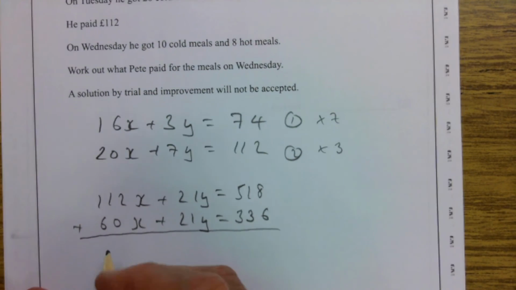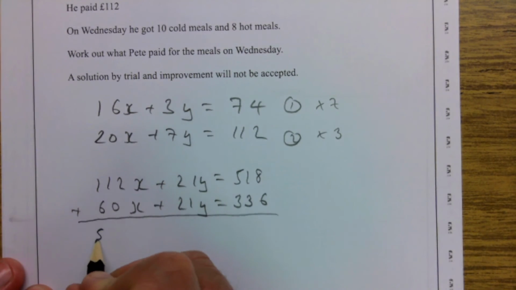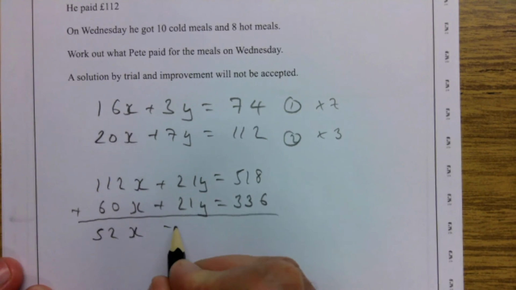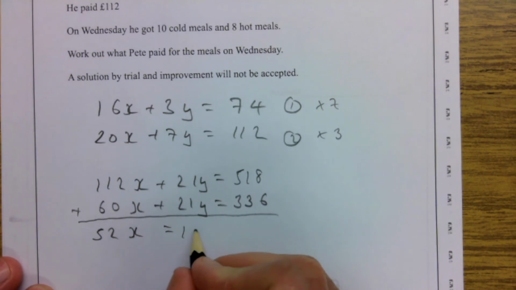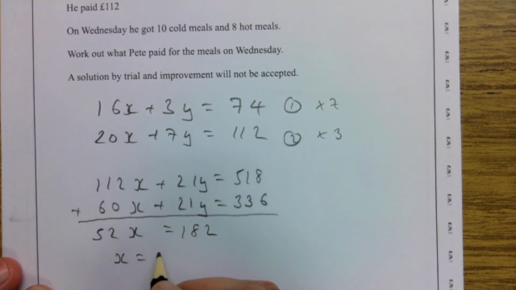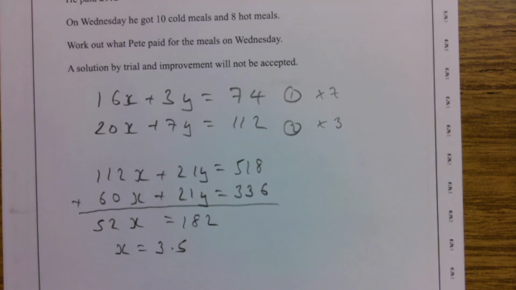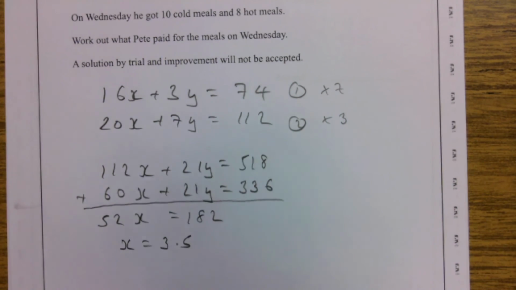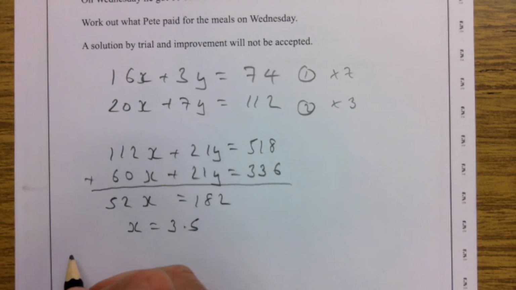That gives me, sorry you couldn't even see that, hopefully that makes sense what I've done there. 52x, take this away from this, the y's disappear, and I get 52x is 182. Now 52 doesn't go into 182, but it's not so bad. 182 divided by 52 gives me 3.5. So x is 3.5, and then to work out what y is, we substitute in, maybe sub it into 1.